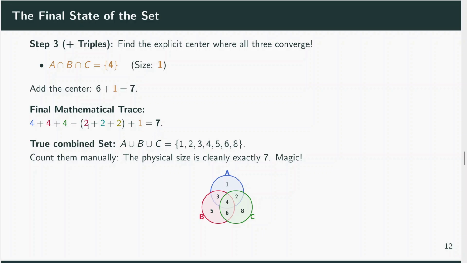4 plus 4 plus 4 is 12. 12 minus 2 minus 2 minus 2 is 6. 6 plus 1 is 7. 7. That is our final answer for the size of the union of A, B, and C.